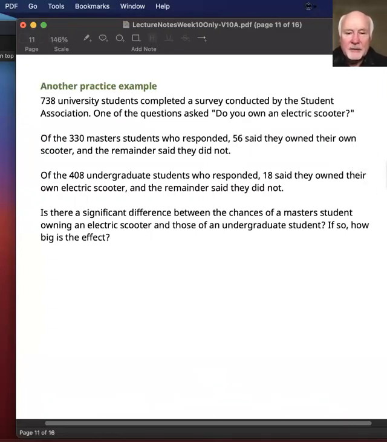So the sample here divides into two subsets. There's master's students and undergraduate students. We'll treat the master's students as our intervention, if you like, our case of interest, and the undergraduates as the comparison group. So 56 said they owned their own scooter, and the remainder said they didn't. And with the undergraduates, there were 408 undergraduates. 18 said they owned their own scooter, and the remainder said they didn't. Is there a significant difference between the chances of a master's student owning an electric scooter and those of an undergraduate student? And then how big is the effect?